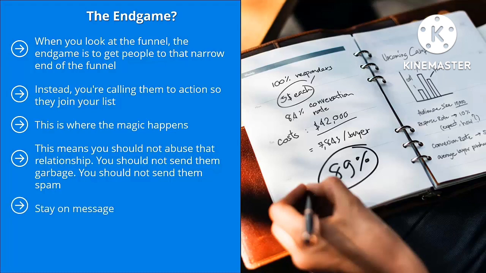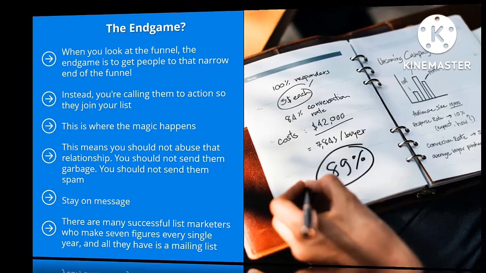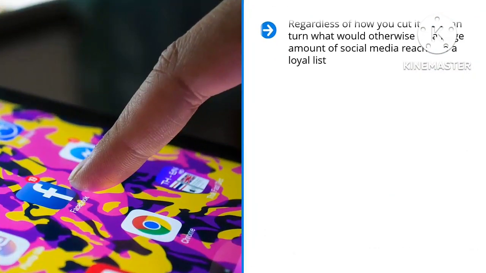Stay on message, because if you're able to do this, you would have a tremendous opportunity to shape the conversation and continue to sell and convert your list, not just once, not just twice, but over the long haul. There are many successful list marketers who make 7 figures every single year, and all they have is a mailing list. It all depends on how you build that list, who's on that list, and what you are selling on that list. Regardless of how you cut it, you can turn what would otherwise be a huge amount of social media reach into a loyal list. This is the secret to effective social media marketing.